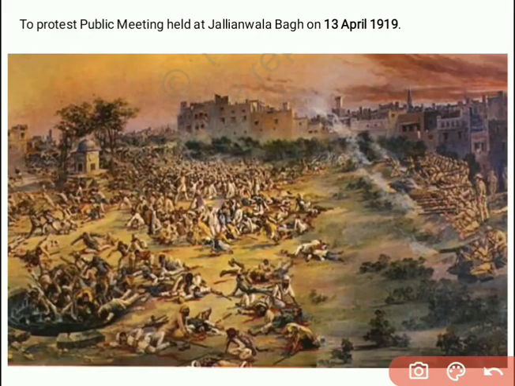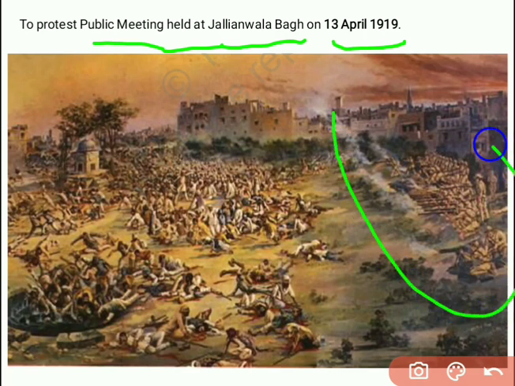This is a scene where a public meeting was held at Jallianwala Bagh on 13 April 1919, and troops are firing on the public. This is a picture painted by a painter. In this picture we can see the soldiers firing, and the people running here and there in fear. There is a well also, and they are getting into the well to save their lives.